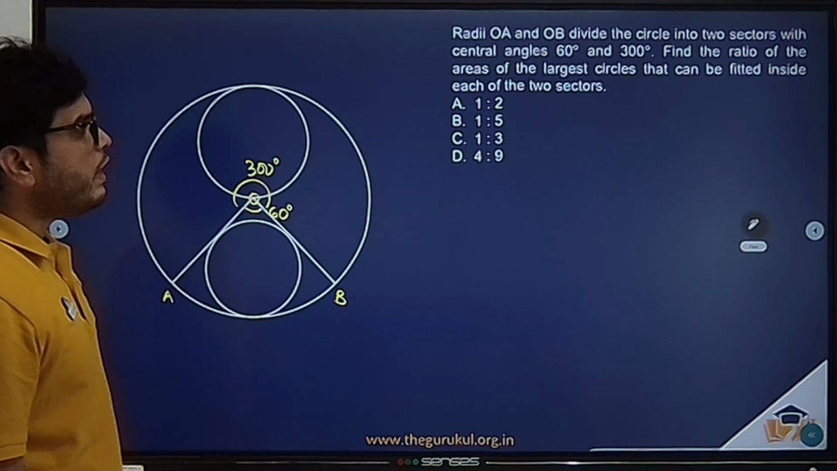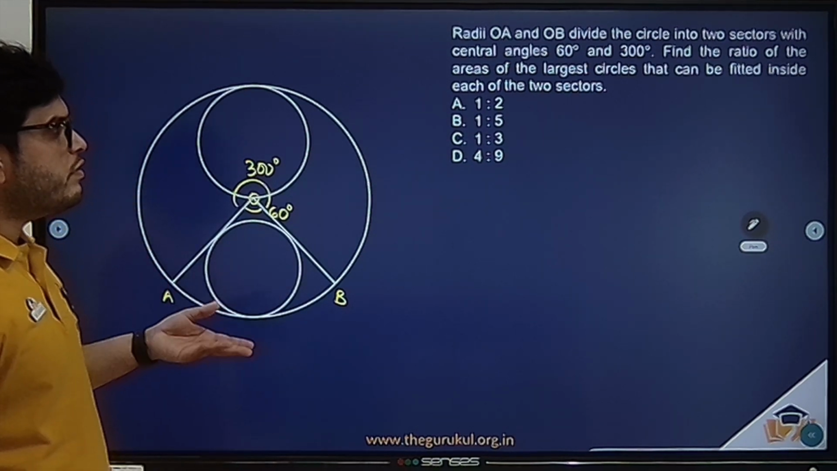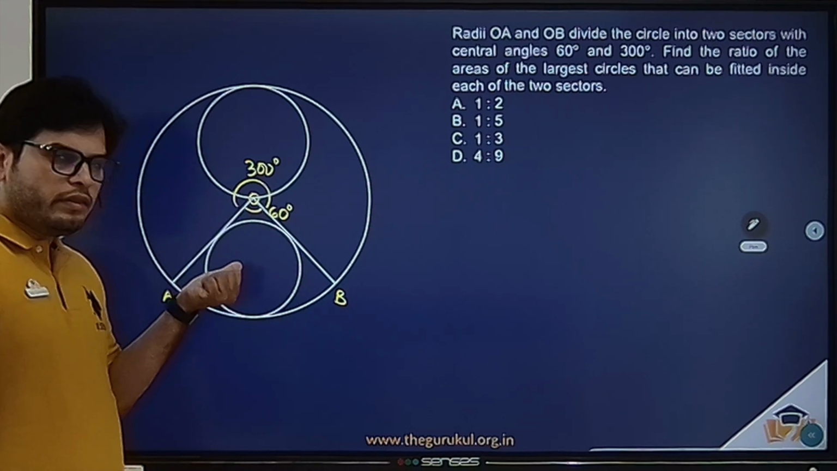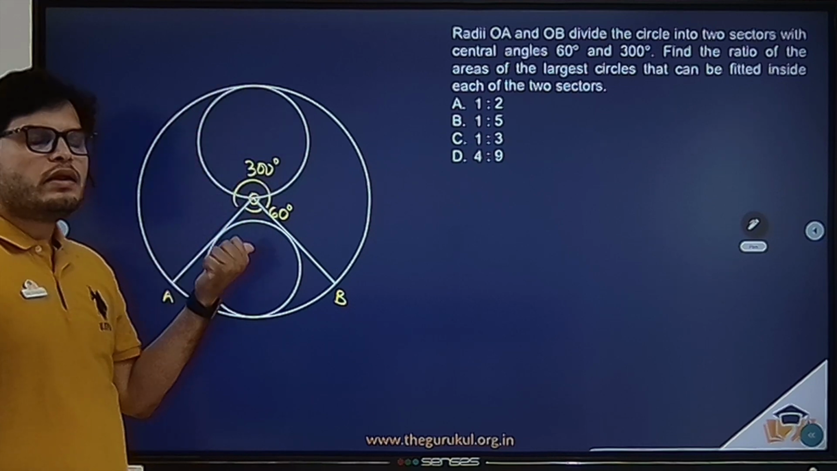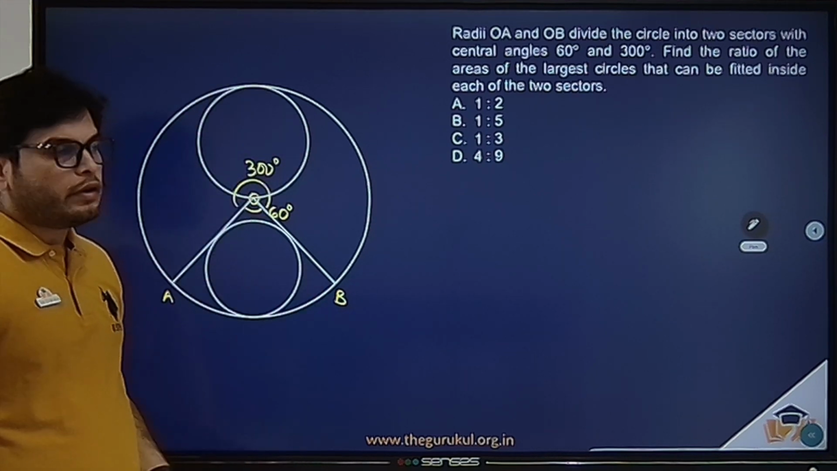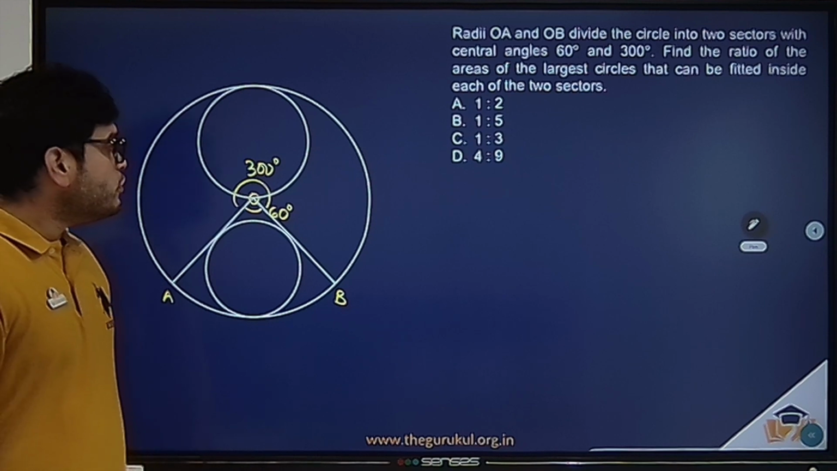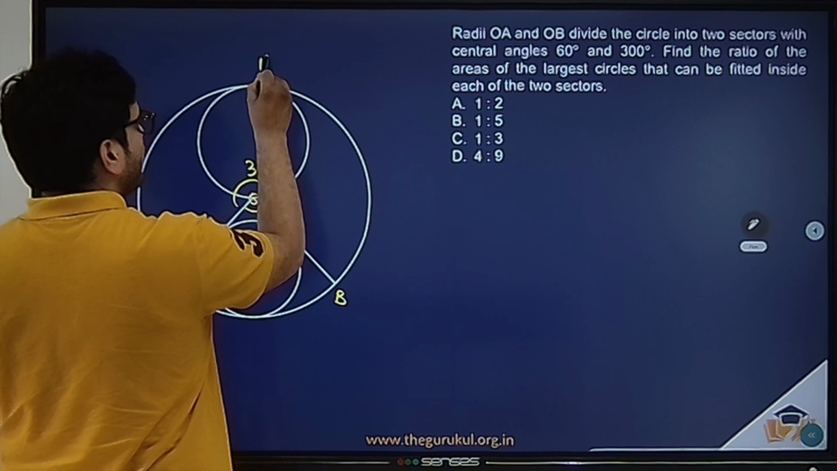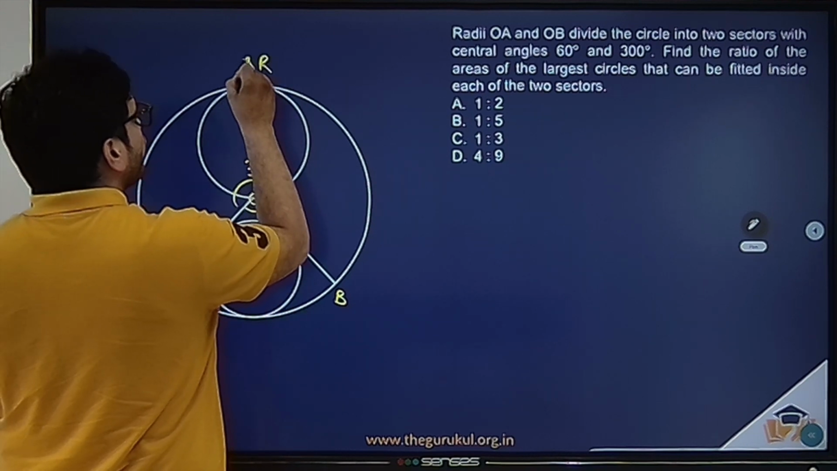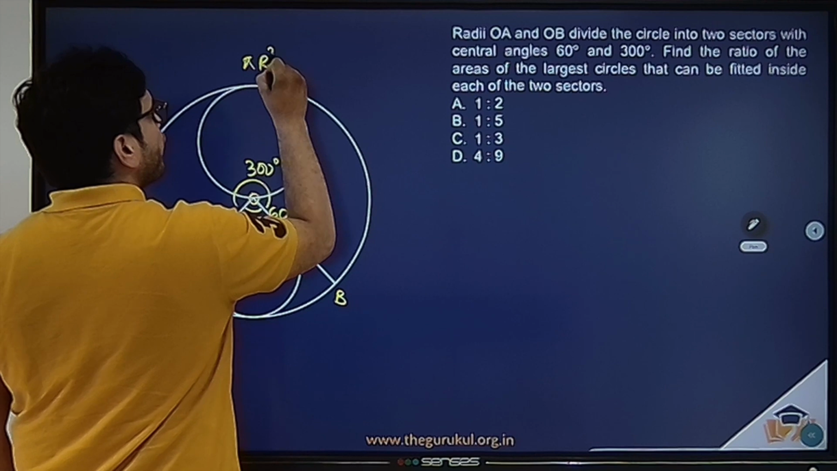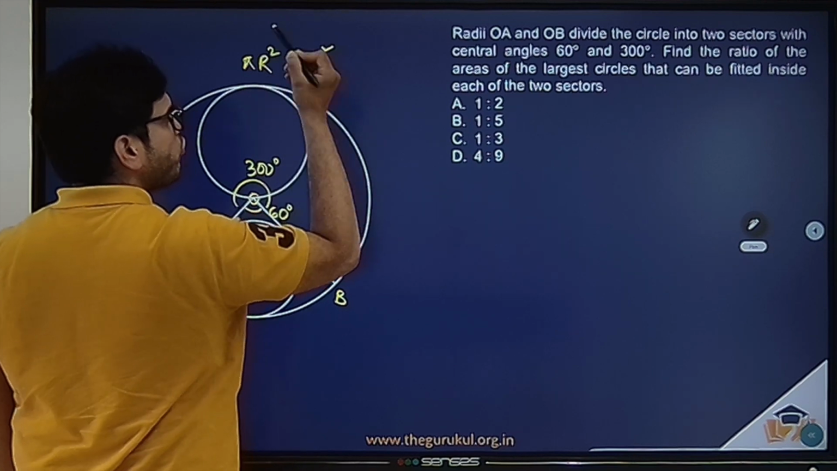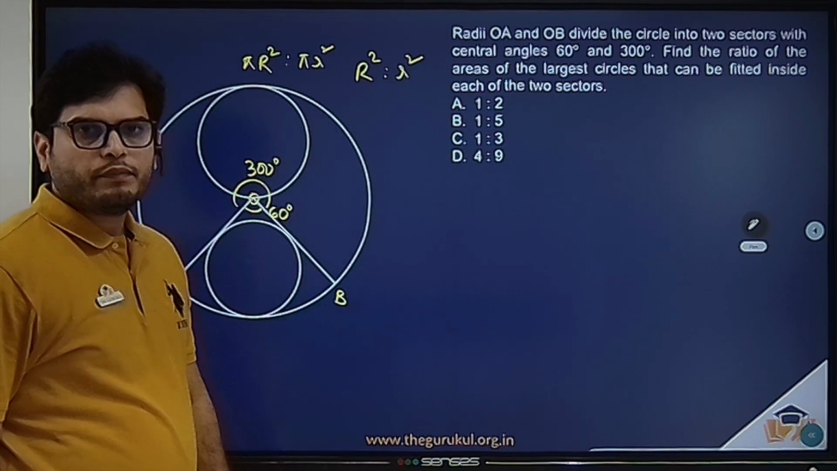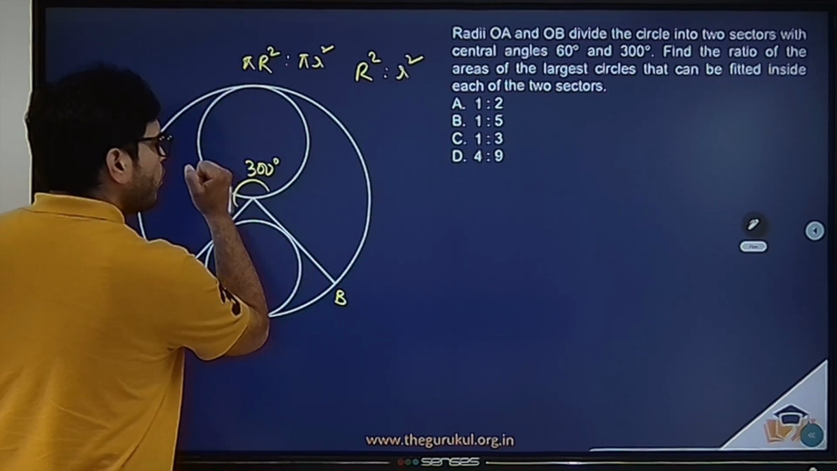Now find the ratio of the areas of the largest circles that can be fitted inside each of the two sectors. So this is the largest circle that could be fitted in this sector, and this is the largest circle that can be fitted in the other sector. We are asked to find the ratio of their areas. So if I consider the radius of this circle as r, and this one is smaller, we need to find the ratio of pi r square to pi r square, or simply the ratio of the squares of their radii, right?